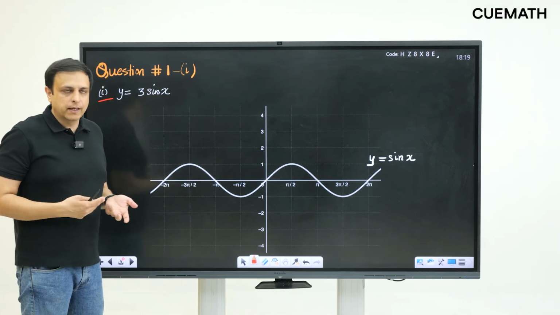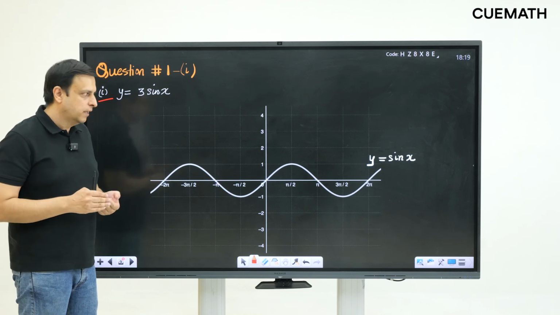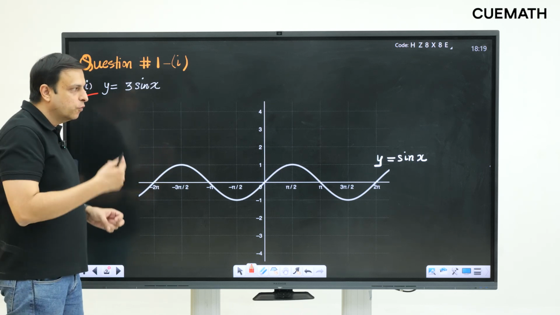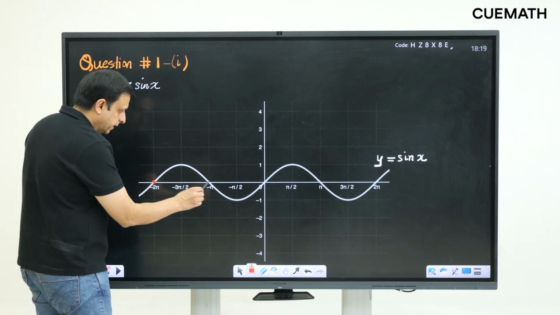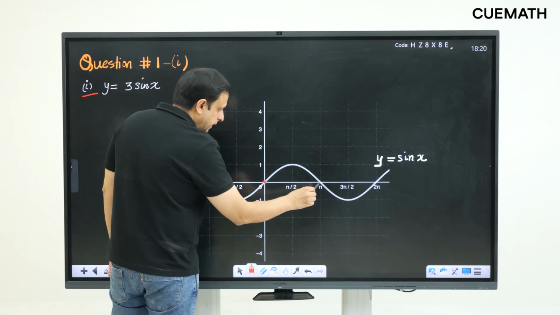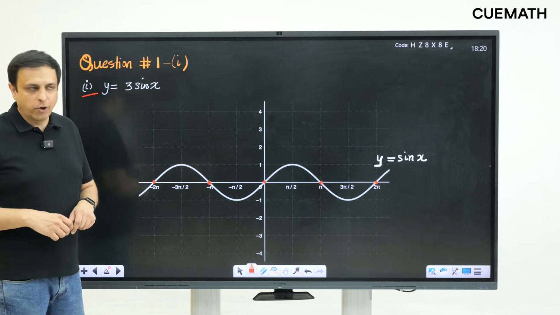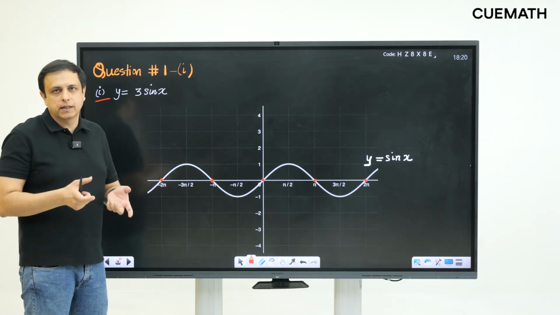So how do we do that quickly? Well, we can start with the zeros. The zeros will stay where they are, because for the zeros, the y coordinate is 0 and the new y coordinate will also be 0. So the zeros will stay exactly where they are. So you can first fix the zeros, and your new curve will also pass through these points. And then what you can do is take some other points and then plot the transformed points.